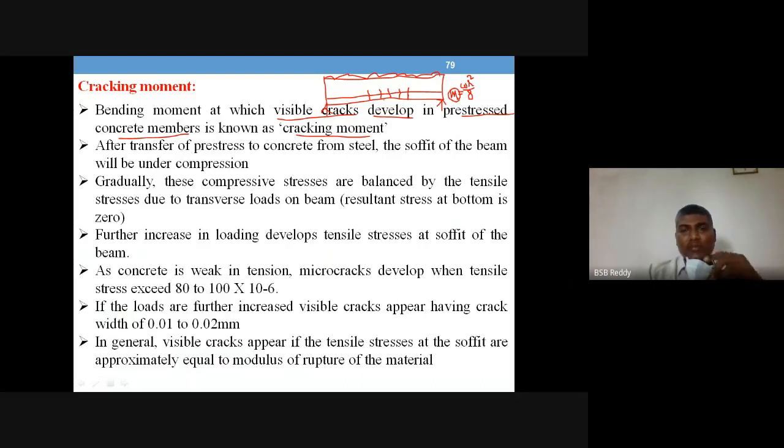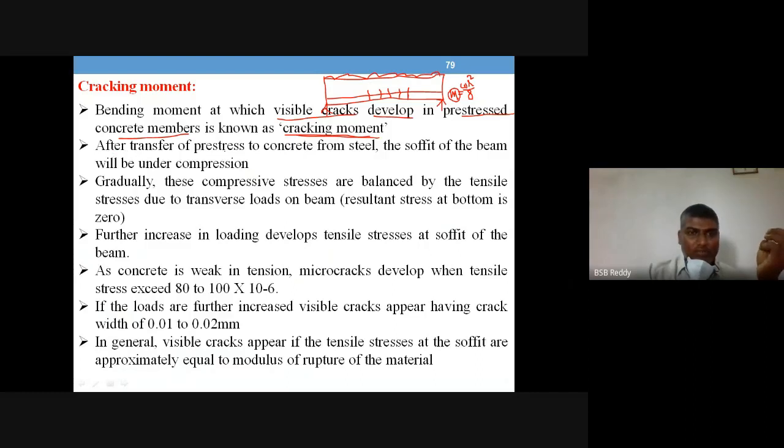Once the member cracks, the behavior of the member is going to be similar to RCC. That is the importance of the cracking moment. Cracked sections are to be dealt with similar to RCC.